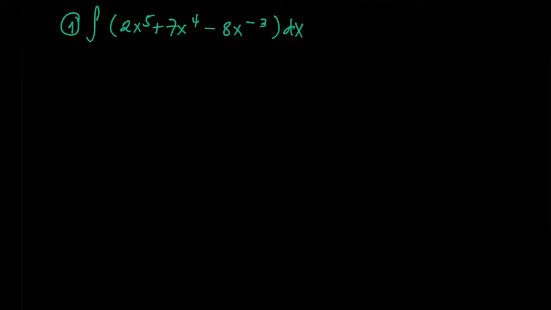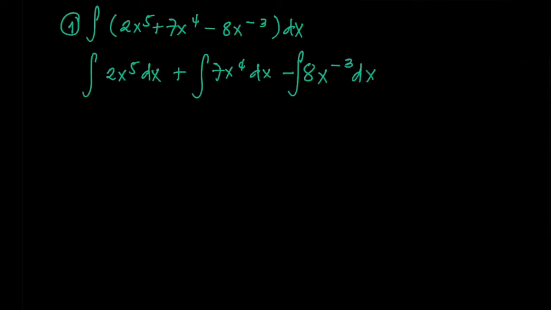For this type of problem, we can either solve this by using the property of integrals, which we can divide into 3 different integrals because this integral is composed of 3 terms, or we can just simply solve the integral. If we are going to use the property, we can express this integral as the integral of 2x raised to the 5th power dx plus the integral of 7x raised to the 4th power dx minus the integral of 8x raised to negative 3 dx.